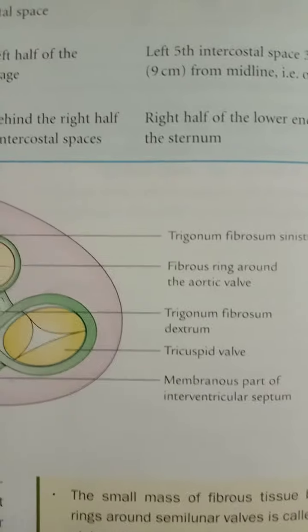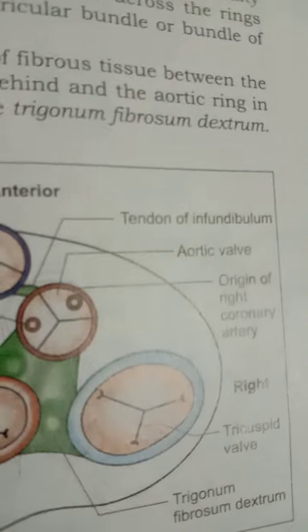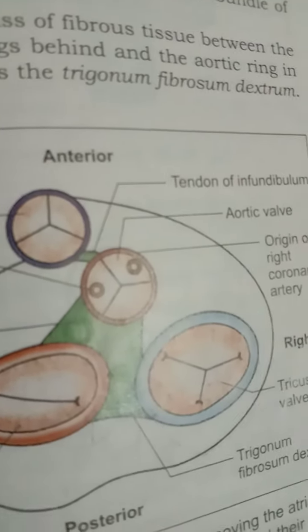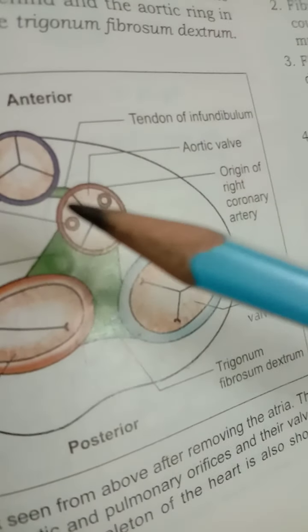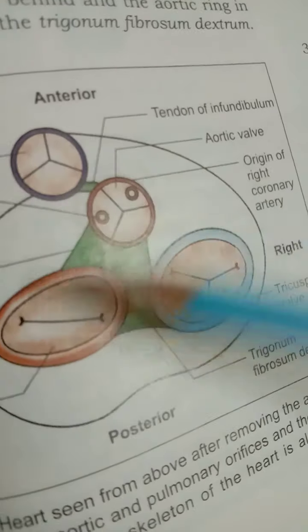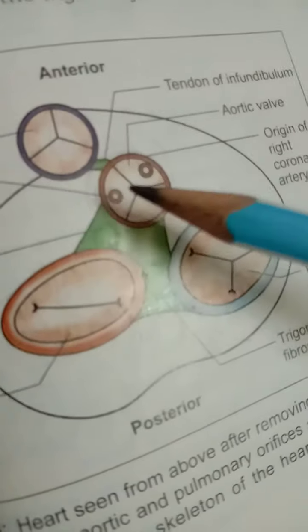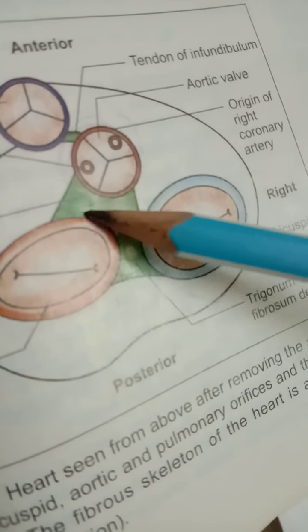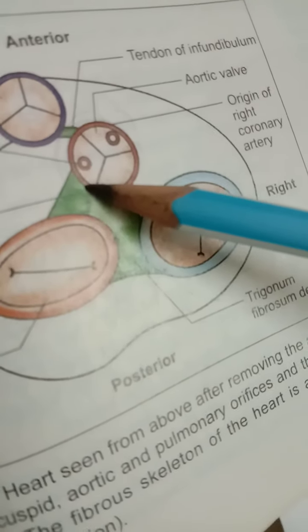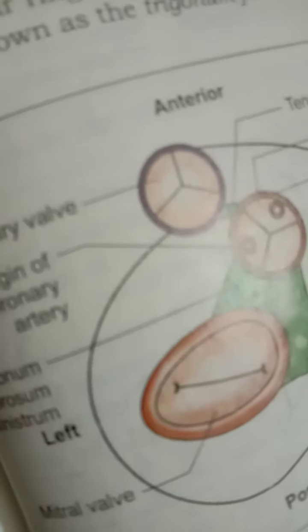Next, another smaller mass of fibrous tissue is present between the aortic and the mitral ring. Here is the aortic ring and here is the mitral ring. Between them you can see a small mass of fibrous tissue. It is known as the trigonum fibrosum sinistrum.